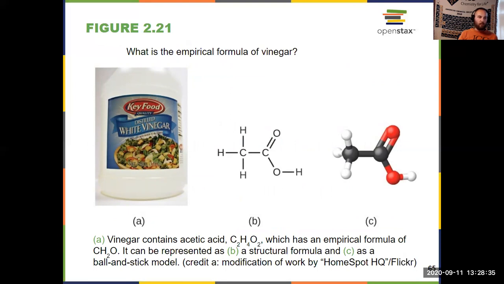If you're given the molecular formula, it's easy to determine the empirical formula. You just look at the simplest whole number ratio. It's harder to go the other way. If you're only given the empirical formula, you need more information to determine what the molecular formula is, and we'll do that in chapter 3.